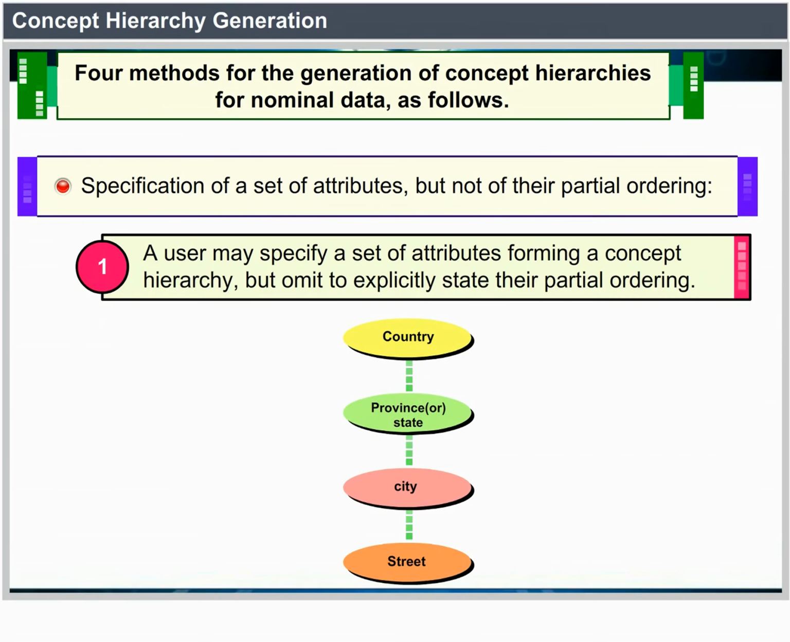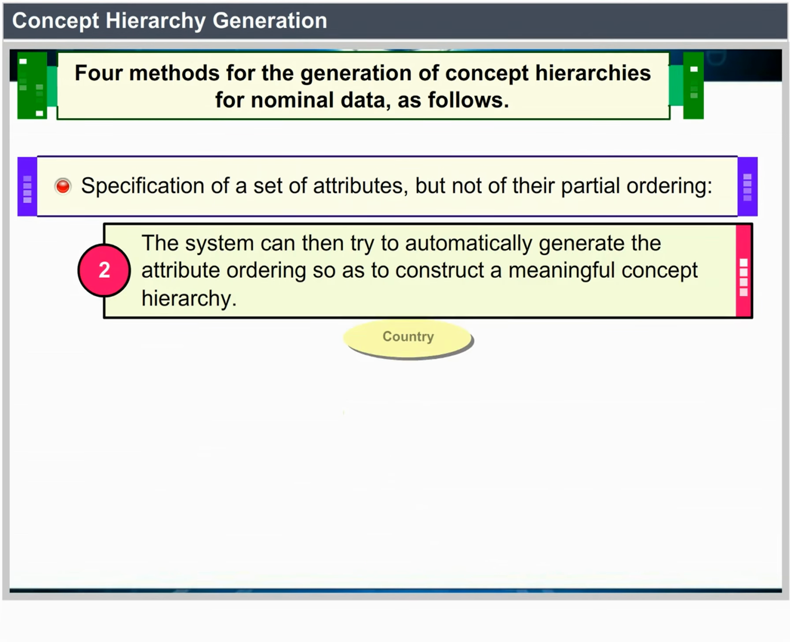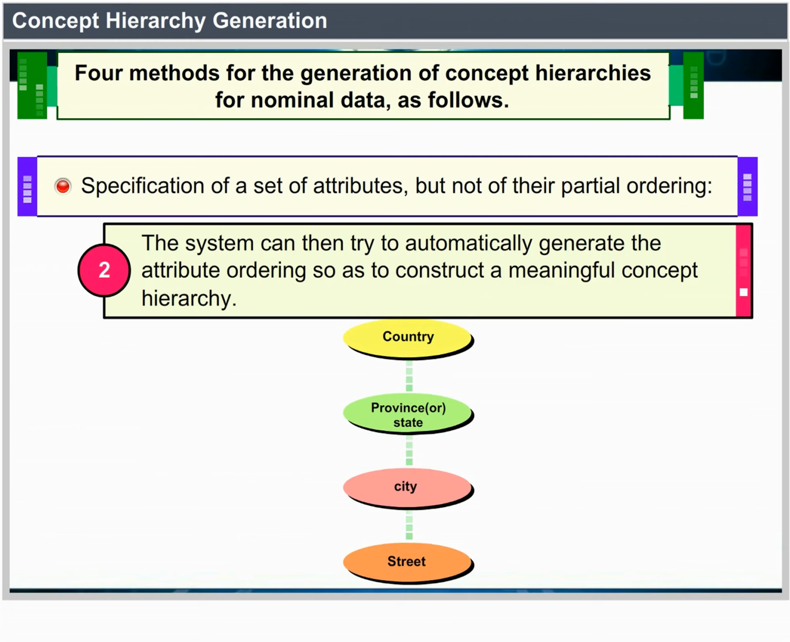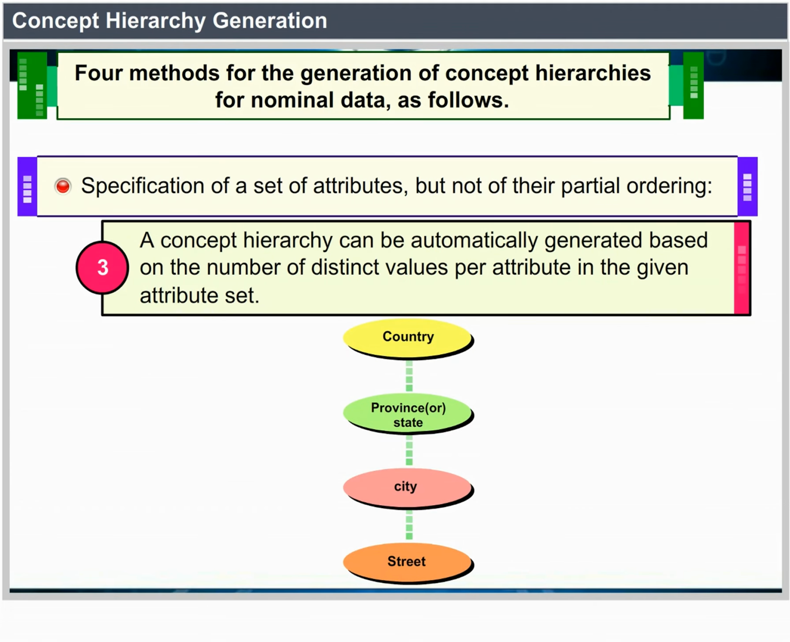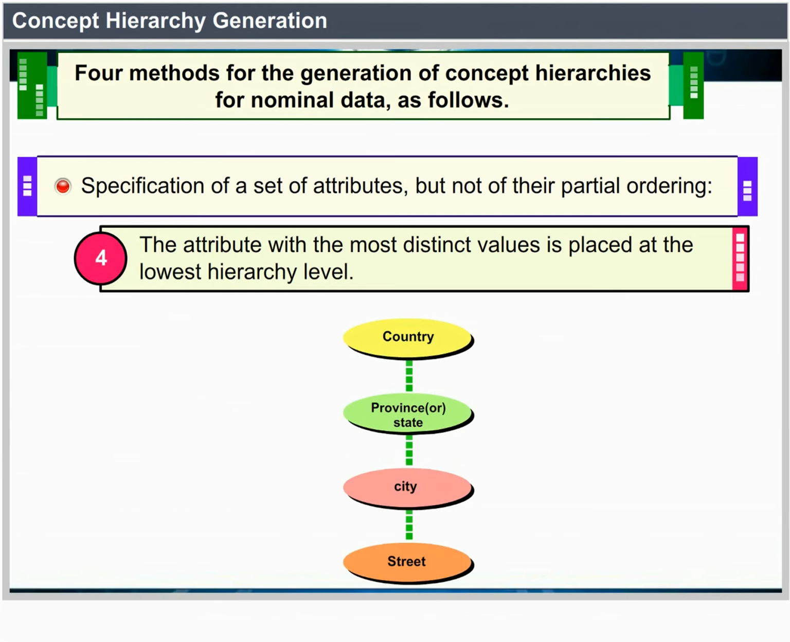A user may specify a set of attributes forming a concept hierarchy but omit to explicitly state their partial ordering. The system can then try to automatically generate the attribute ordering so as to construct a meaningful concept hierarchy. A concept hierarchy can be automatically generated based on the number of distinct values per attribute in the given attribute set. The attribute with the most distinct values is placed at the lowest hierarchy level.